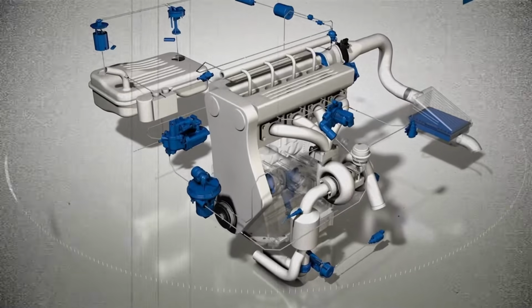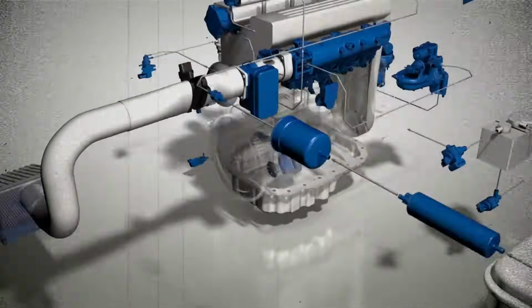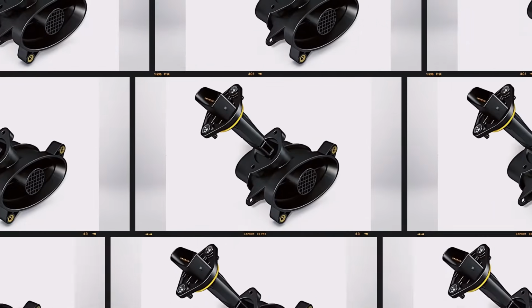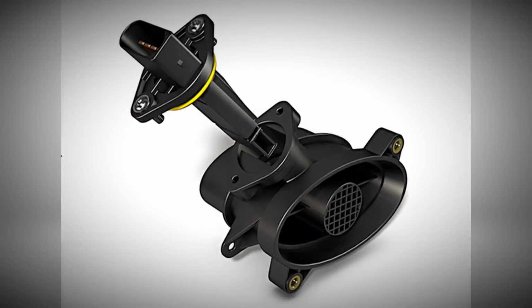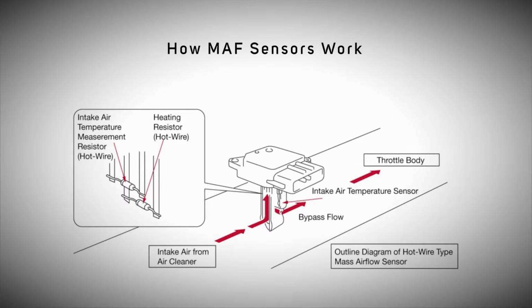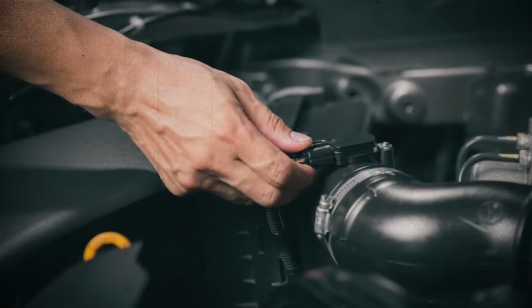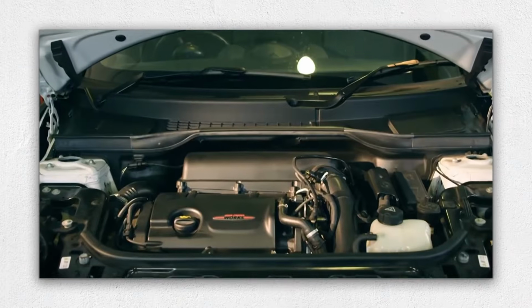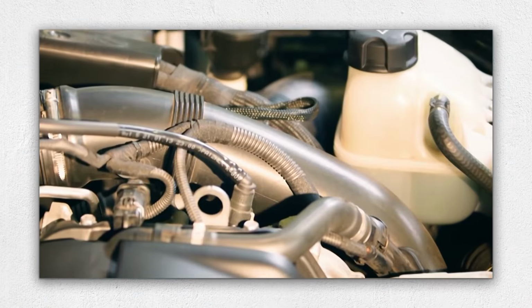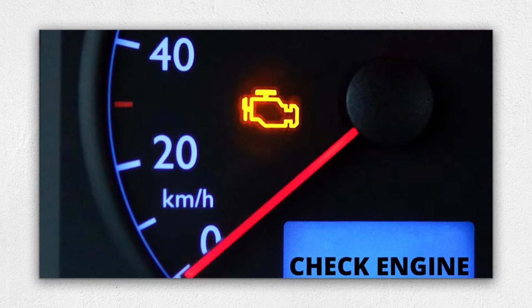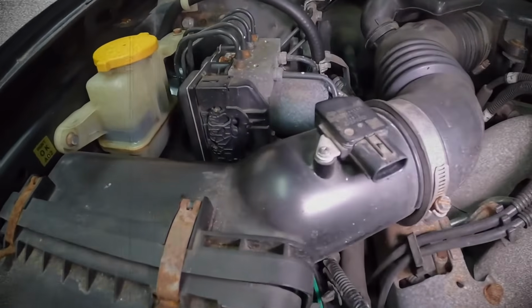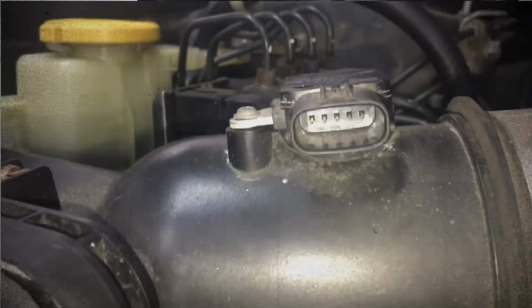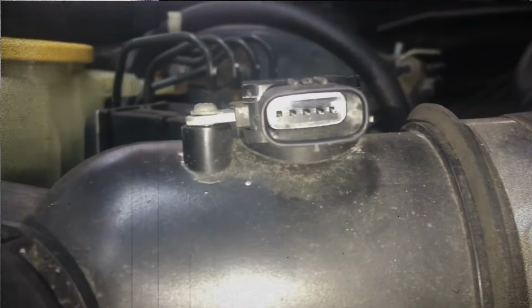The mass airflow (MAF) sensor is a small yet crucial component of your car's engine management system. Its main job is to measure how much air enters the engine so the computer can balance the air-fuel mixture for optimal combustion. When the MAF sensor starts to fail, your car may lose power, idle roughly, or trigger the check engine light. Many drivers replace parts unnecessarily because they don't understand the real reasons behind MAF sensor problems.